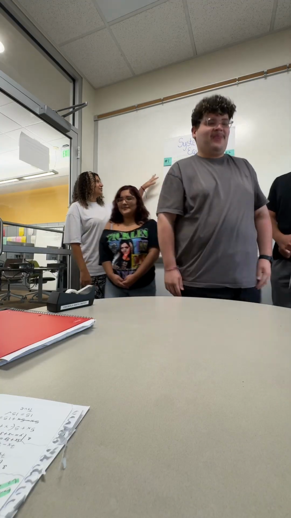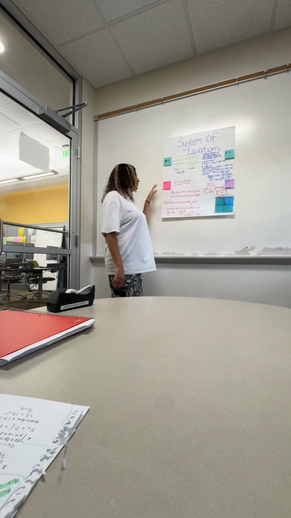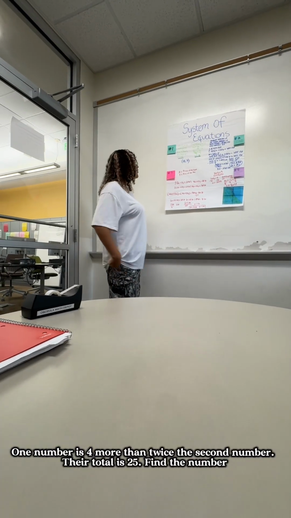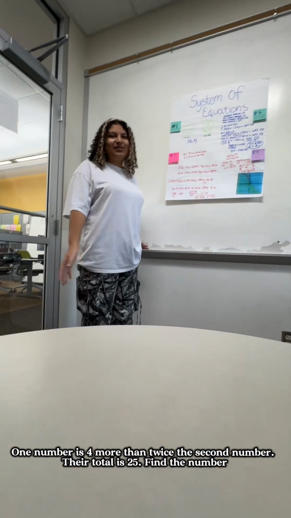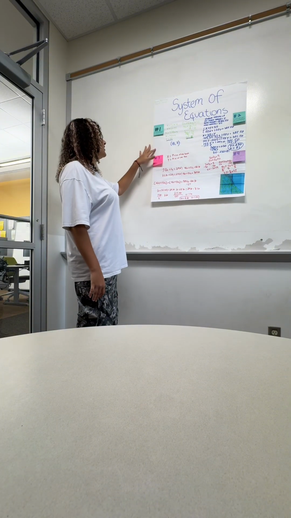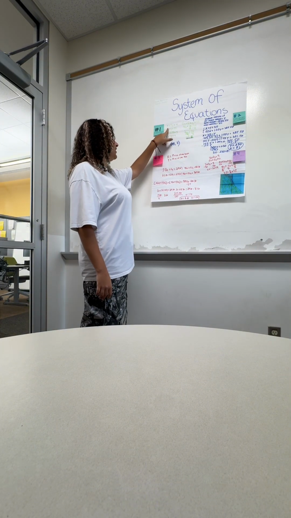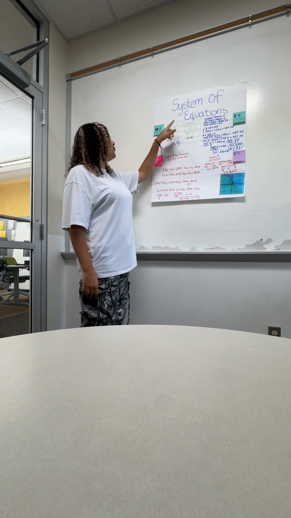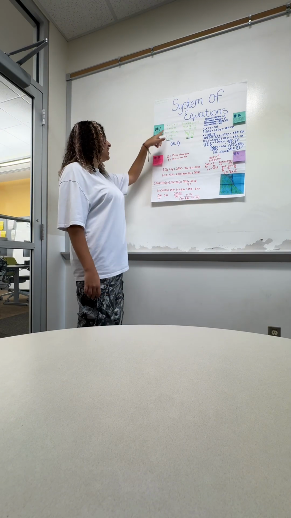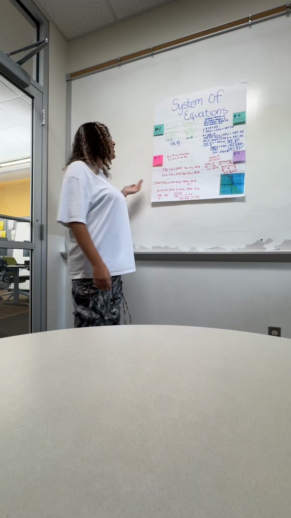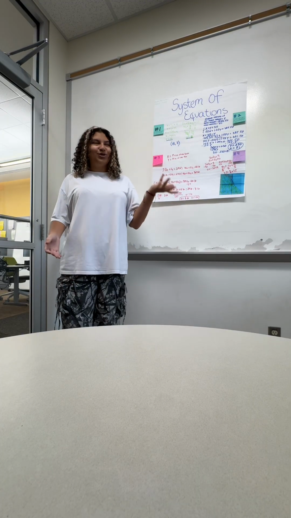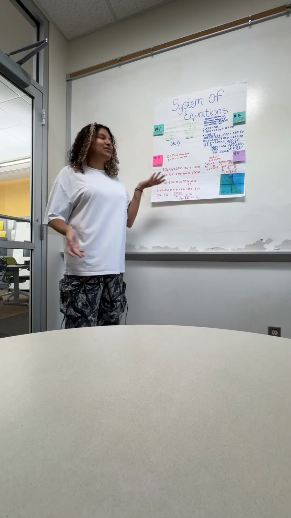Okay, I'm going to start with question 1. So the problem was, one number is 4 more than twice the second number. Their total is 25. Find the numbers. So first you gotta interpret the question. It tells us that one number, which would be x, is 4 more than twice the second number, which would be y. So that's the first equation, x equals 2y plus 4. And then it tells us that the total is 25, which would mean x plus y equals 25.